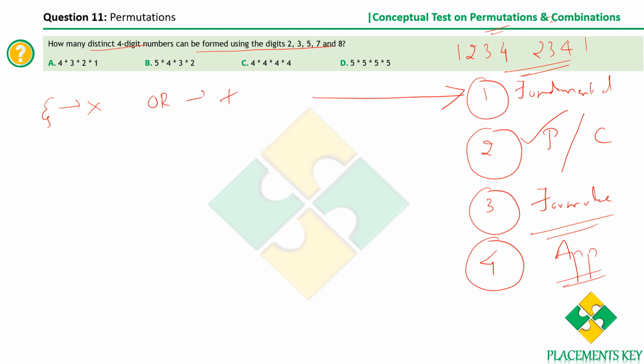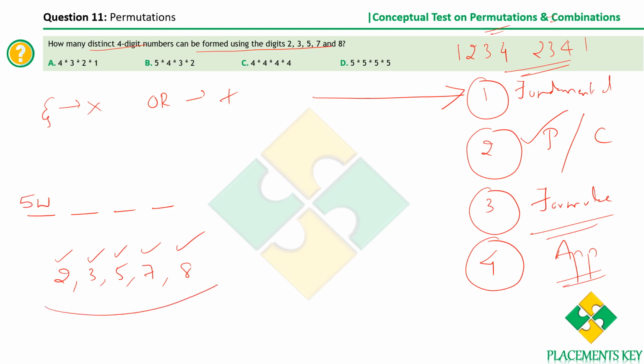How many distinct 4-digit numbers can be formed using the digits? Since it's a 4-digit number, I'm indicating 4 blanks. Now, what are the digits that we have? 2, 3, 5, 7 and 8. So the first blank can be filled in how many ways? It can be filled by either 2 or 3 or 5 or 7 or 8. So it can be filled in 5 ways.